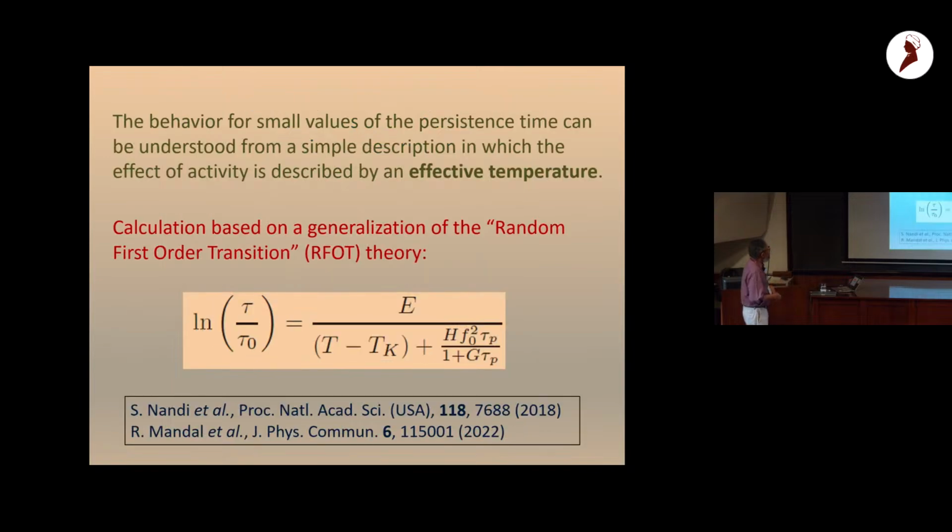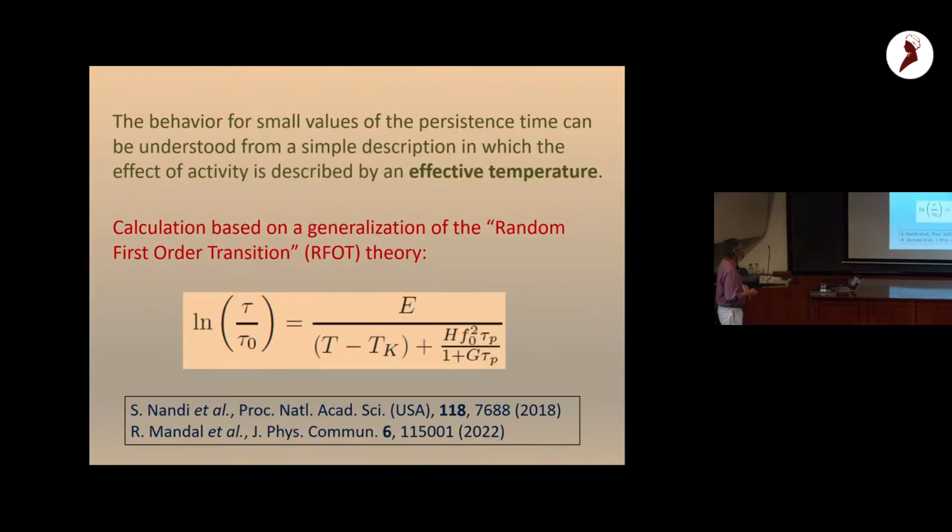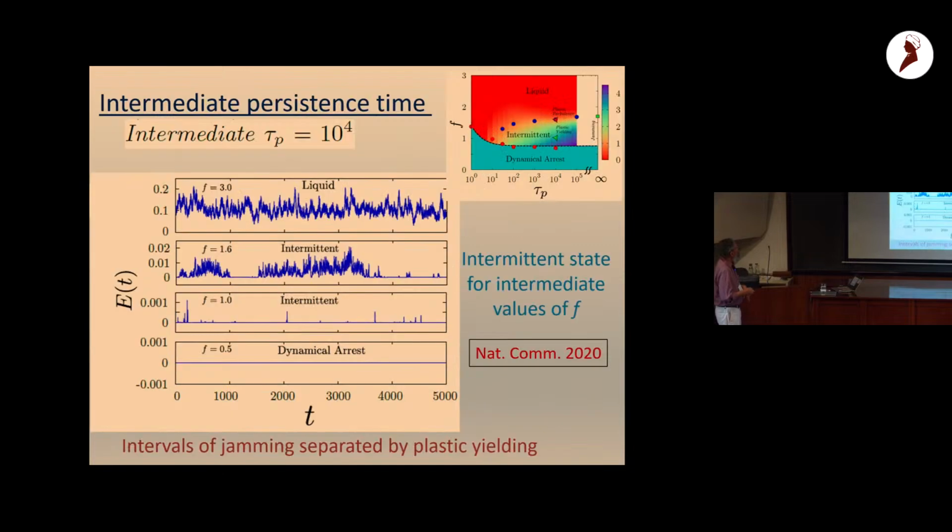This says basically what I told you: for small persistence time, one has a reasonable theory which explains what one sees in simulations. When the persistence time is not so small, one sees this intermittent behavior, and this is important, so it will come up later also. So I'd like to explain what one means by this intermittent behavior.